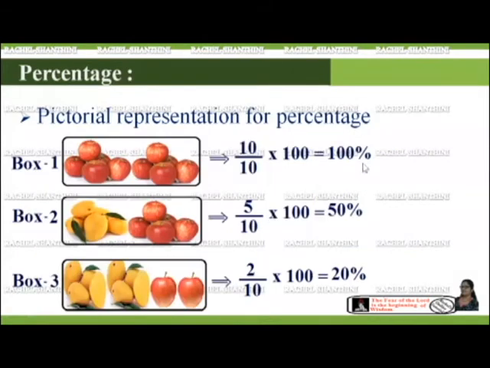Before getting into today's concept, let us understand what is mass percentage, that is percentage composition, and the concept of purity. Students, in this slide, we could see 3 boxes, right? Just by looking at these 3 boxes, we could easily say that the percentage of apple in the first box is 100, and in the second box it is 50, and in the third box it is 20. Let us consider the third box.